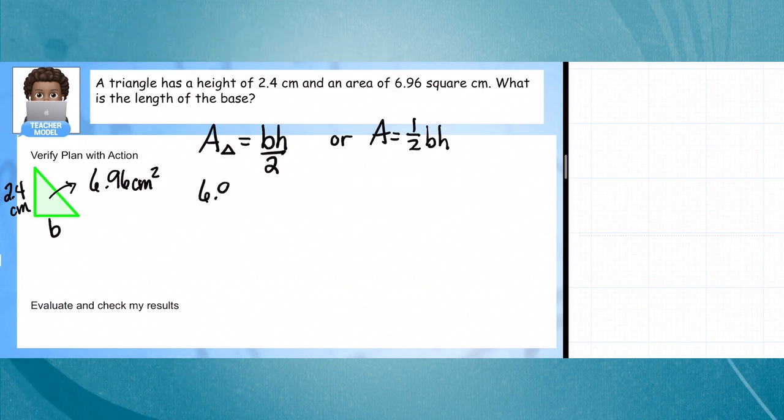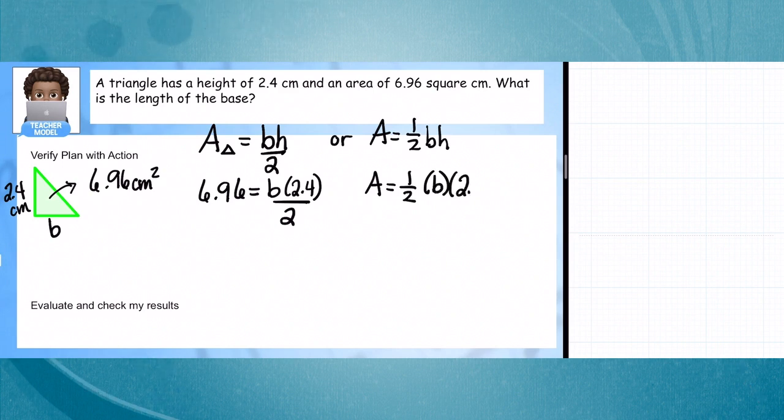So here's 6.96 is equal to, we don't know the base, we know the height, divided by 2. And so just looking at the form of that, there's a lot going on, even though there's just multiplication and division. Versus here's our second one, 1/2 times, we don't know the base, but we do know the height. I'm going to make a determination.